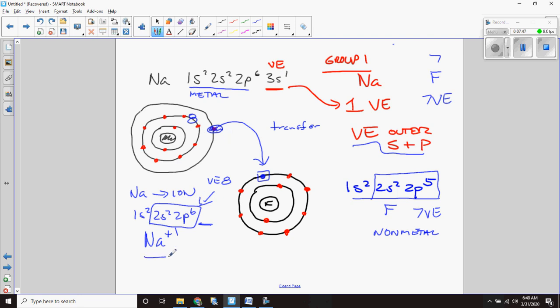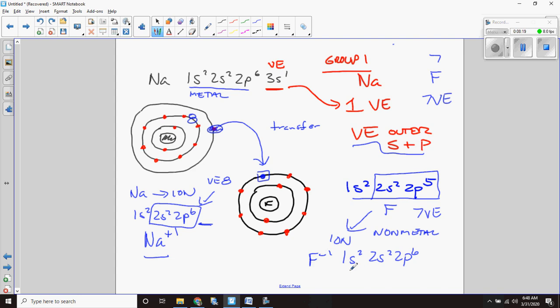It becomes a sodium +1 ion. Well, what happens to the fluorine? The fluorine now has an extra electron instead of missing one. So when fluorine becomes an ion, its electron configuration becomes 1s2, 2s2, 2p. And where does that extra electron go? Can it go in a 1s? Does it go in the 2s? No, it's got to go in here and fill the 2p. Becomes 2p6, and this makes the fluorine -1 ion.